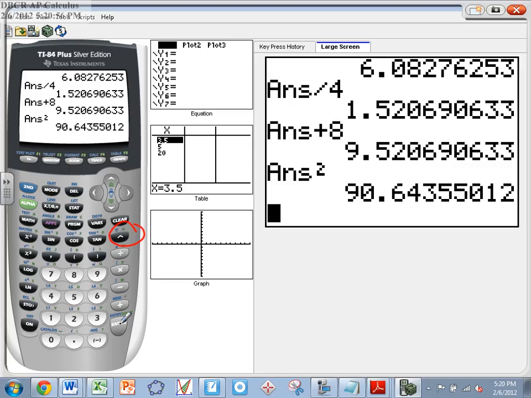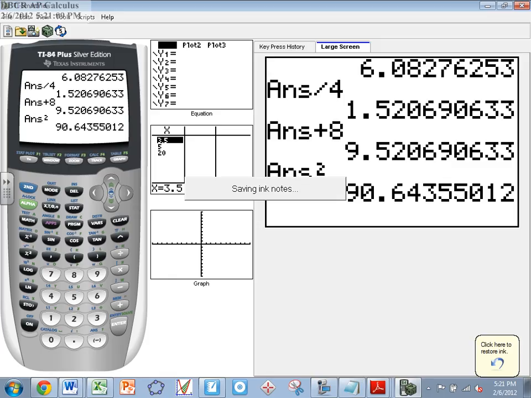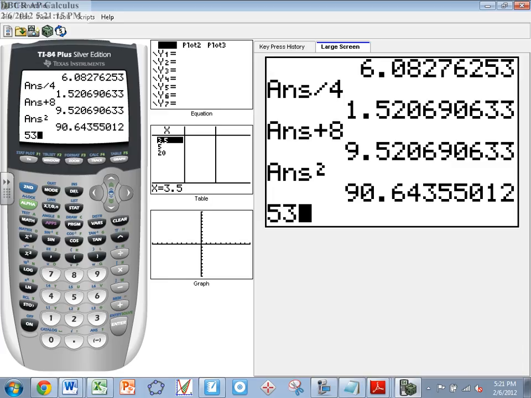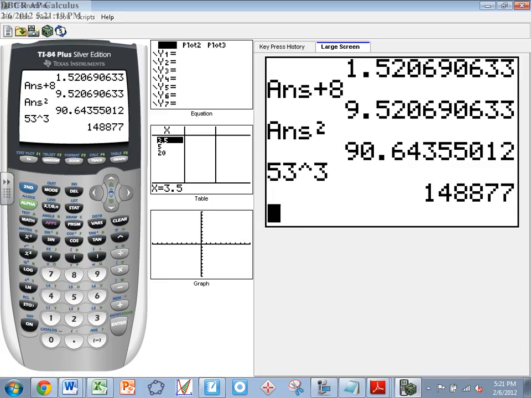But a lot of people get confused. They look and they say, okay, well, I need to do this to the fourth power. I don't see a fourth power, but you can always use the caret. So the caret is always used whenever your exponent is not 2, for example. So if you had 53 to the third power, you want to hit caret and then 3, hit enter.